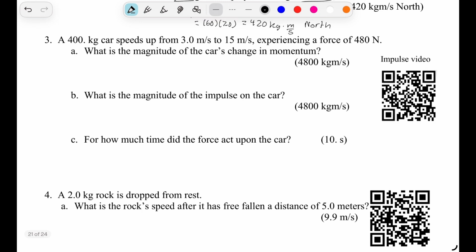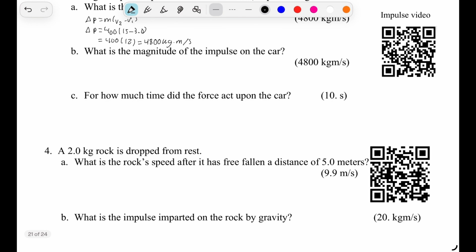A 400 kilogram car speeds up from 3 meters per second to 15 meters per second, experiencing a force of 480 newtons. What is the magnitude of the car's change in momentum? So delta P is equal to m times (v2 minus v1). Delta P is going to be equal to 400 times (15 minus 3.0). So that's going to be 400 times 12, and that's going to be 4,800 kilograms times meters per second.